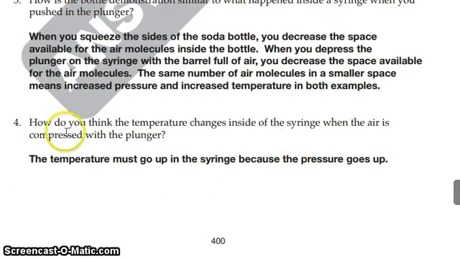Okay. The temperature has to go up in the syringes when we look at this last question as well, because we are increasing the pressure inside the syringes, and with an increase in air pressure, we see an increase in temperature. One of the other things that we did also was we created a cloud in the bottle, and that's what we're going to look at next as I get that video.